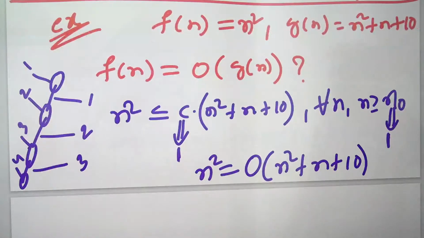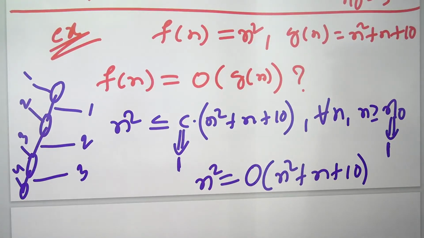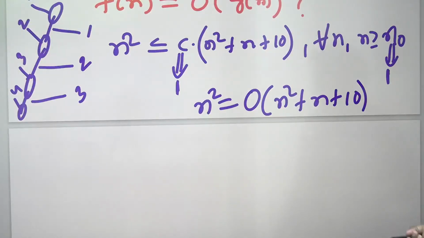So to get more clarity, I gave one more example. f(n) is n square, g(n) is n square plus n plus 10. f(n) is big O of g(n) if and only if the condition is satisfied. To be frank, left, right: the right is bigger, which I want, so no extra work is required. Whatever you want is already there, so why extra work? So c value 1, n0 is 1.